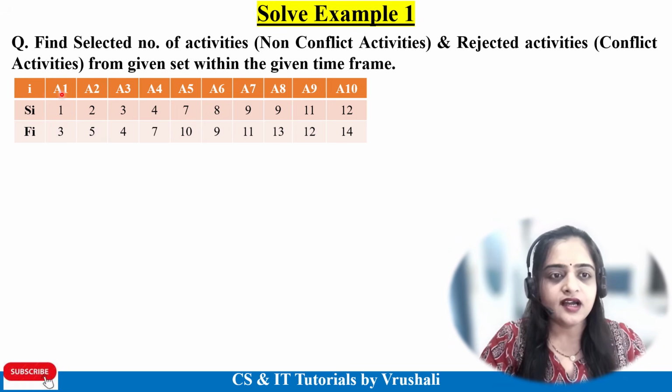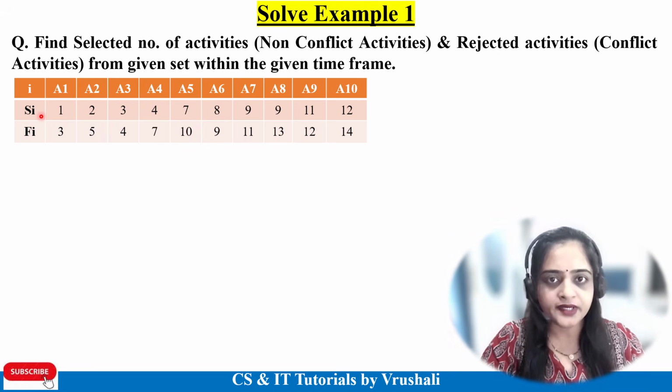See here, these are the total activities from activity 1 to activity 10, and SI indicates the start time of a particular activity, FI indicates the finish time of a particular activity. It means that for activity 1, the start time is 1 o'clock and end time is 3 o'clock. Then activity 2, start time is 2 o'clock, finish time is 5 o'clock, in this way. Clear? So this data is given.